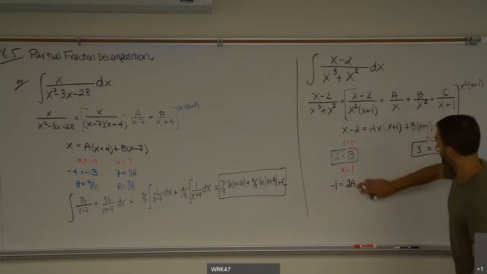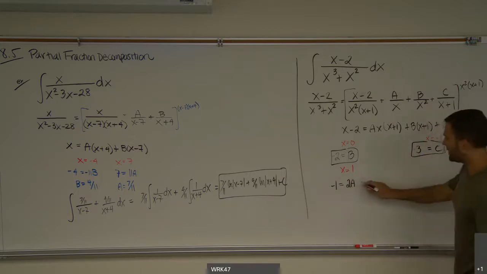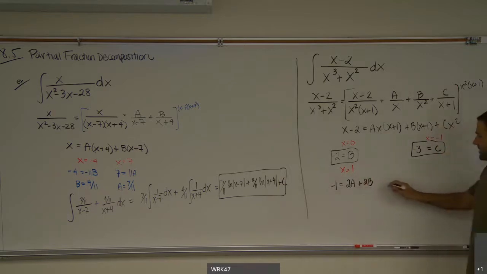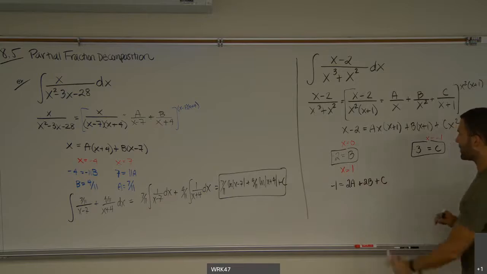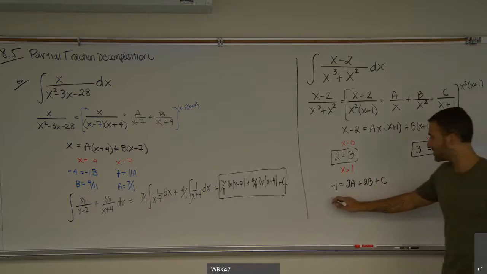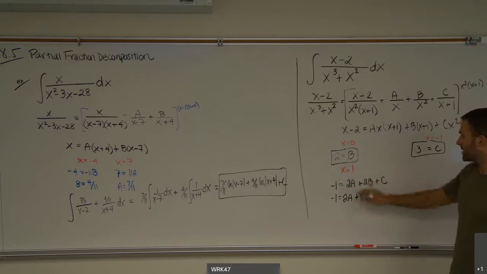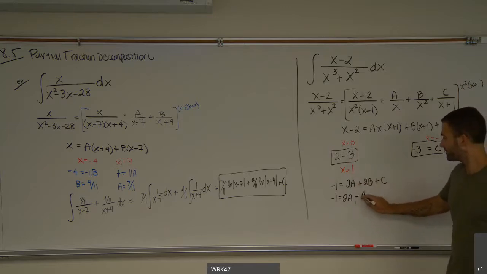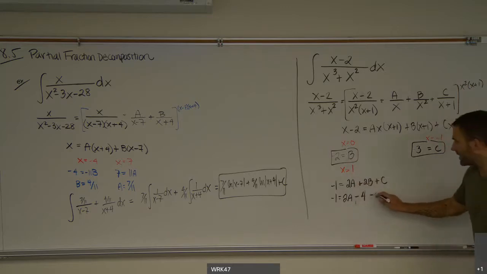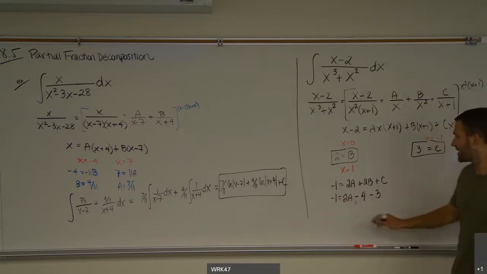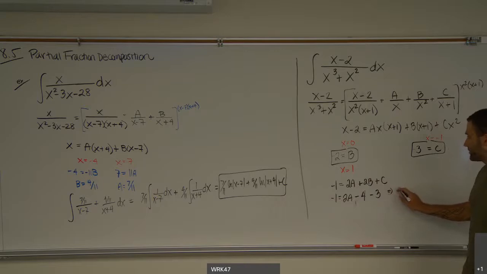equals, oh, sorry. X is 1, so 2B. X is 1, so C. Now again, we know what B and C are, so we can actually put that in now. So we get -1 equals 2A plus 2 times B, so -4. C, -3. So that's -7. Adding 7 to the other side is 6. Dividing both sides by 2 tells me that A is 3.